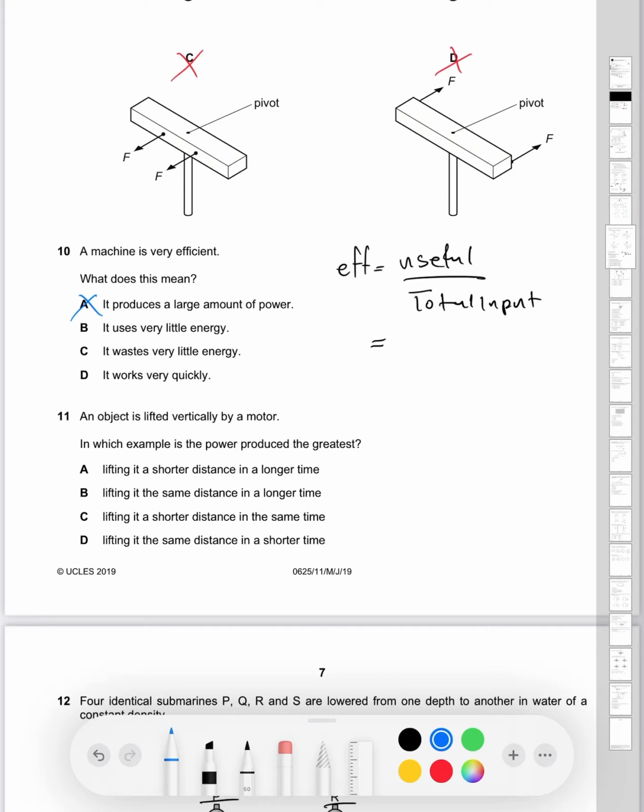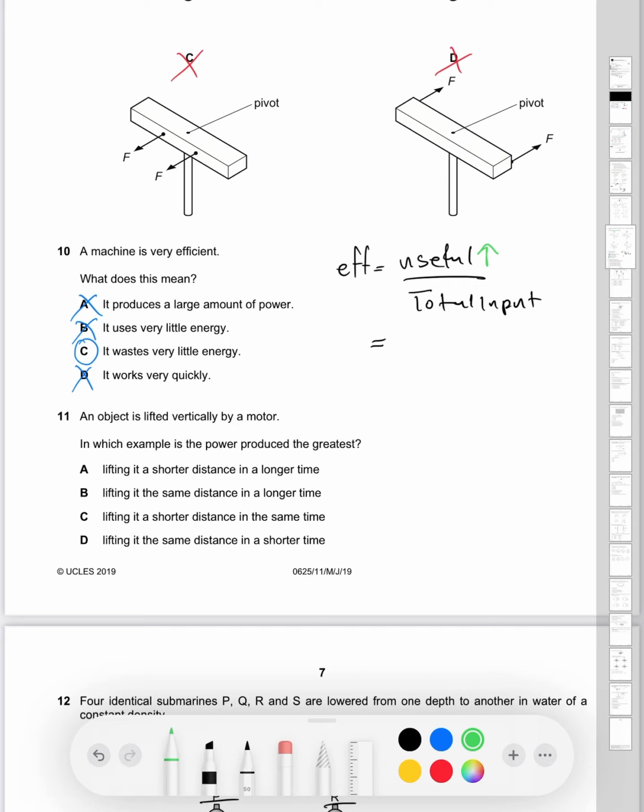We don't know how much energy is used, so B is also gone. And working quickly is also wrong, which would mean choice C is correct. It wastes little energy, right? When something is very efficient, it wastes a little amount of energy, which means that it produces a higher amount of useful output given the amount of input that you gave to the machine, which would make choice C correct.